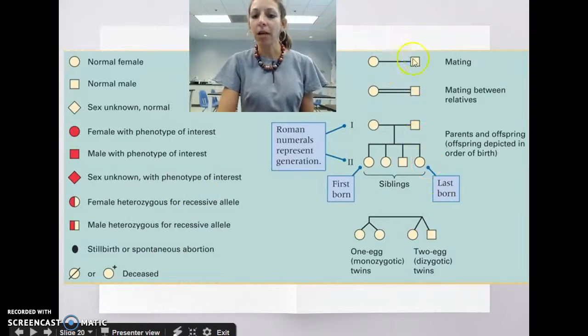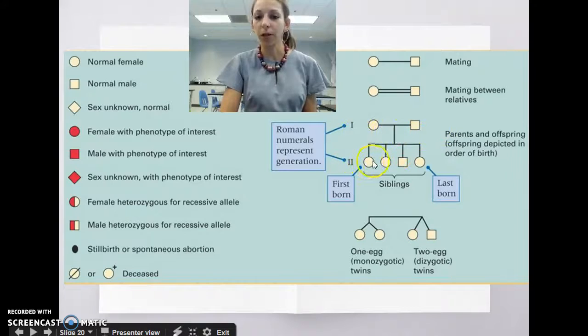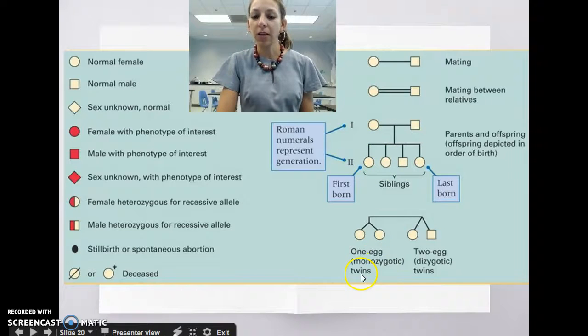Now, a marriage or mating, or a union, is represented by just one line. Double line if there's mating between relatives, and then generally siblings are ordered right underneath the parental units. So we'll have our firstborn here, and then it will go in this direction, and they're related. You can see through this line here that goes up to the parents. These are monozygotic twins or identical twins, and these are dizygotic twins. But we'll take a look at pedigrees later on.